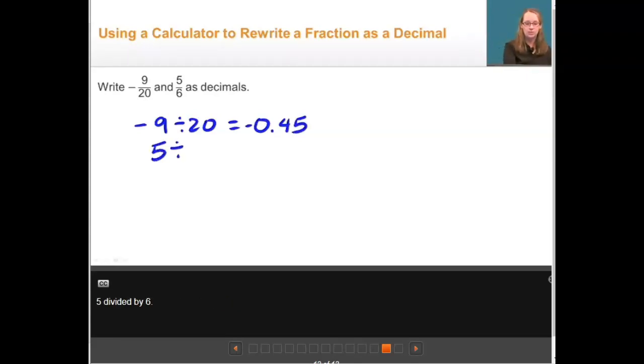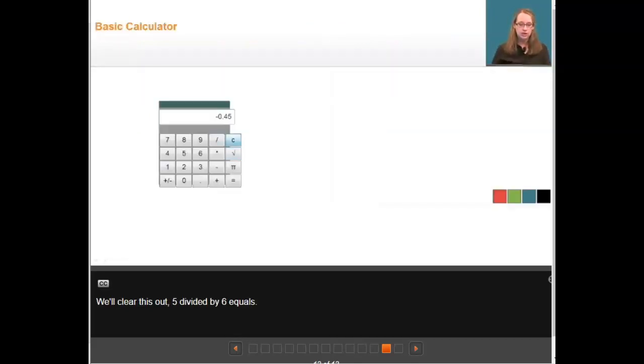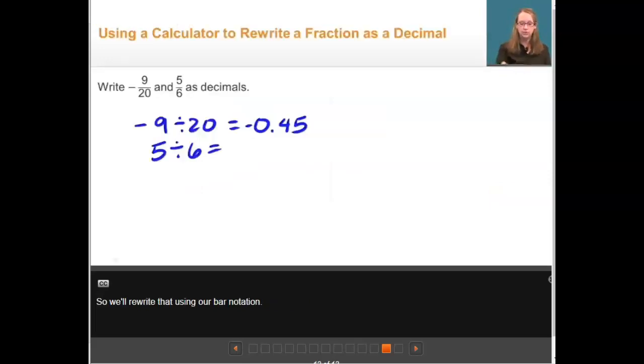Now let's try 5/6. 5 divided by 6. Let's put this into our calculator. We'll clear this out. 5 divided by 6 equals, we have a decimal point, an 8, and then a 3 that seems to be repeating, but with a 4 at the end. That means that the calculator is rounding our decimal. The actual answer here is 0.83 with the 3 repeating. So we'll rewrite that using our bar notation. Our answer is 0.83 with a bar notation over the 3.